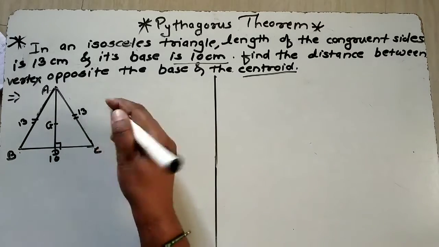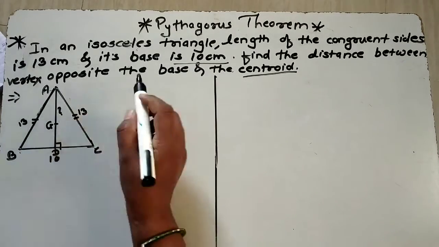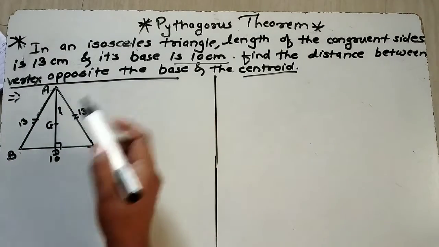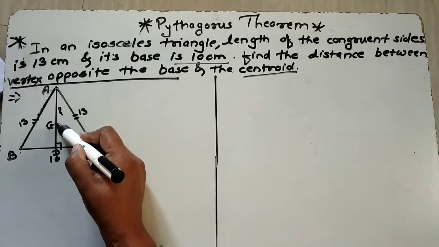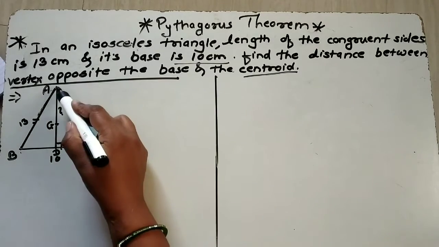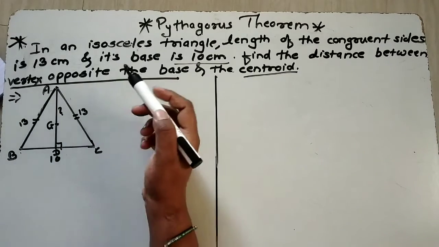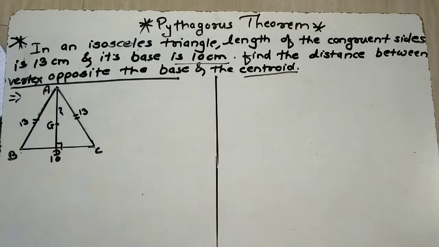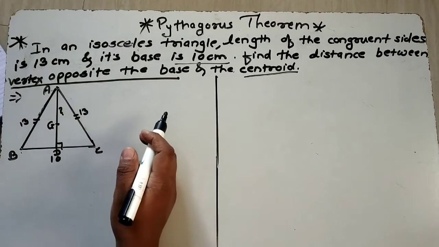Now we have to find the measure of AG, the distance between the vertex opposite to the base and the centroid. This is the vertex opposite to the base. The vertex opposite to the base is A, and the centroid is G, so we have to find the distance between A and G, that is AG. Now we will solve the example.